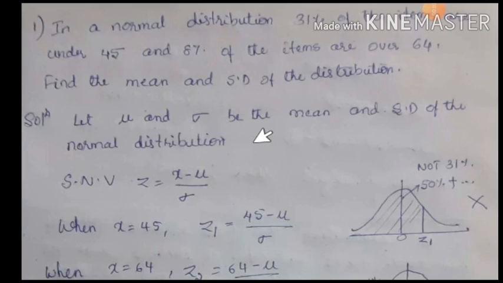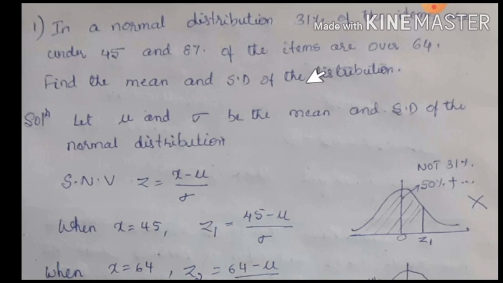Now, the next type of problem in normal distribution is where we need to find the mean and standard deviation based on the area covered for the respective conditions. In a normal distribution, 31% of the items are under 45 and 8% of the items are over 64. Find the mean and standard deviation of the distribution.